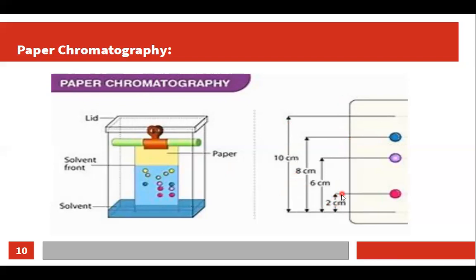moves, or is it pink? The pink dye moves 2 centimeters. The retention factor would be 2 divided by 10, which is 1/5, or 0.2. And it has no units. The retention factor values will always be less than 1, because the solvent will always travel further than the substance. That's something important to know.